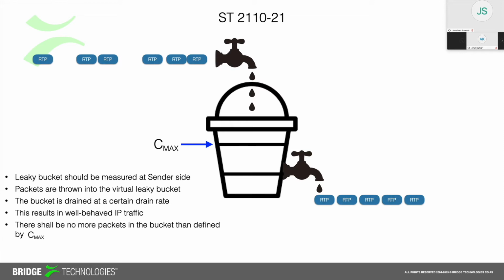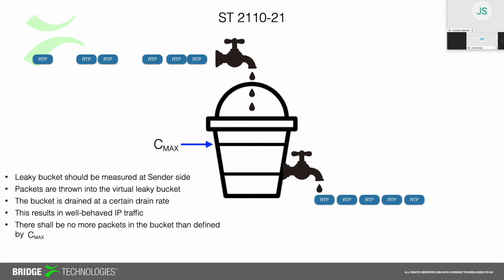We have this Cmax, which is the maximum size of the buffer. There's a whole load of mathematics on this, and there are a number of resources and YouTube videos. If you're interested in how -21 works, there are several videos out there that explain it in greater or lesser detail, depending on how much detail you need. But the leaky bucket is measured at the sender side, and the drain rate is determined by an algorithm, and this results in well-behaved IP traffic on the outflow, and there should be no more packets in the bucket than defined by this Cmax, again defined in this algorithm.